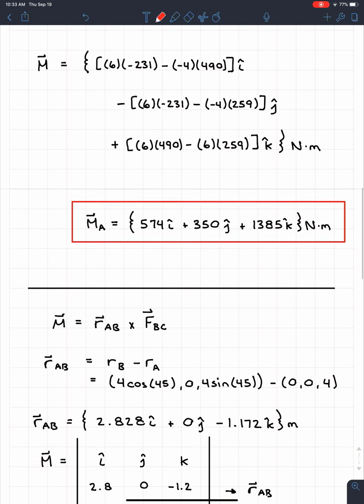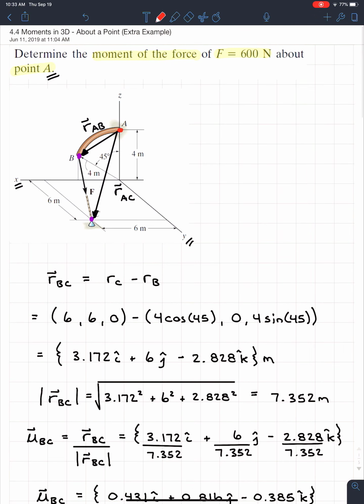So both methods are valid, and that's a nice thing to know for the test. A lot of students freak out because they don't know which point to go to. The nice thing is you can pick any point you want. You can go to point B, you can go to point C. If there was a third point, you can choose that point. You'll always get the same answer and the correct value.